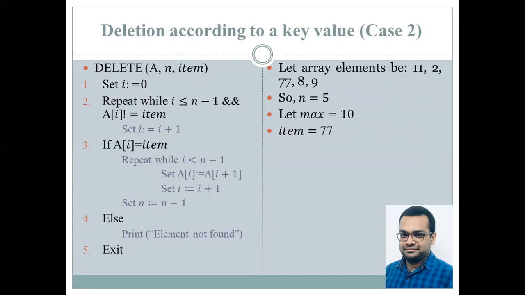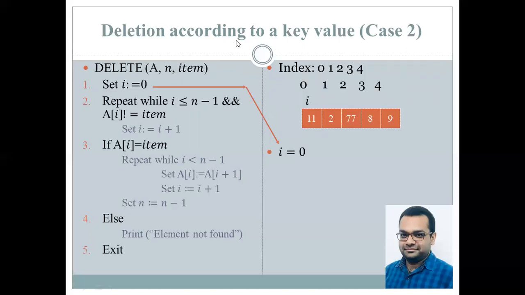So let's begin. Let us suppose that at any point of time, we are given an array in which elements are in this order: 11, 2, 77, 8, and 9. Therefore, the value of n is 5, and we have assumed max to be 10. Let's say that the item to be deleted is 77. Now, this is different from the previous video. In my previous video, we also deleted element 77. However, we were given the position at which deletion needed to be performed. Over here, we are given the value of the element that needs to be deleted.